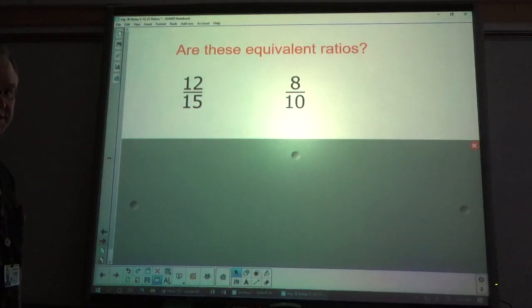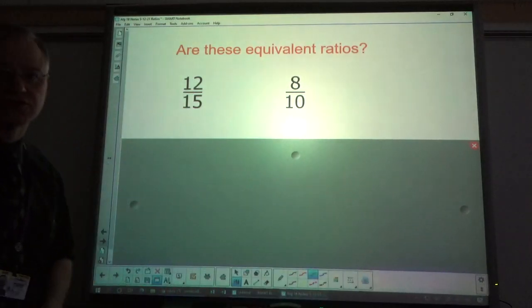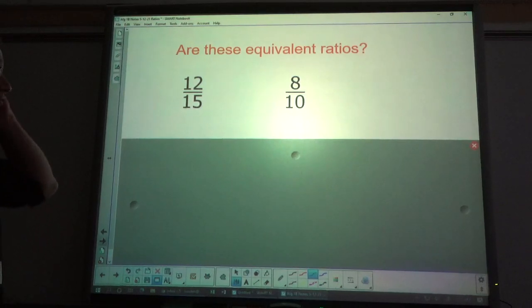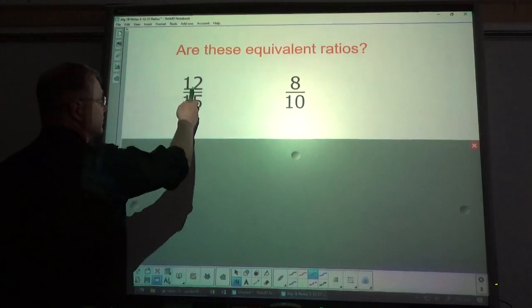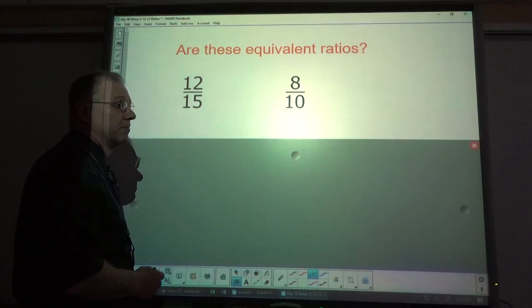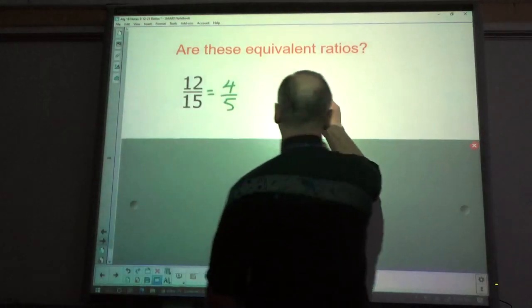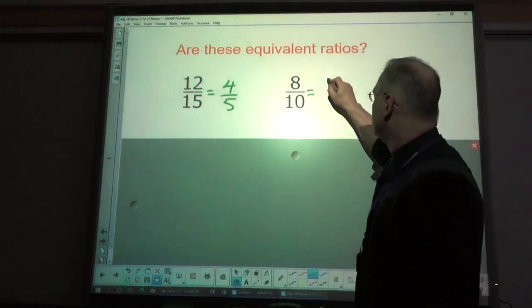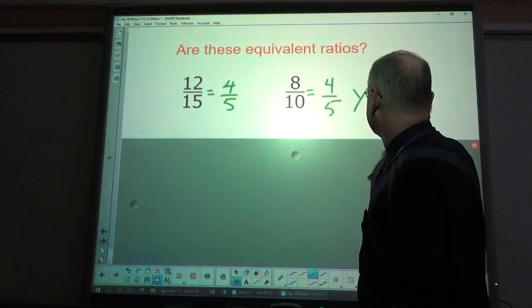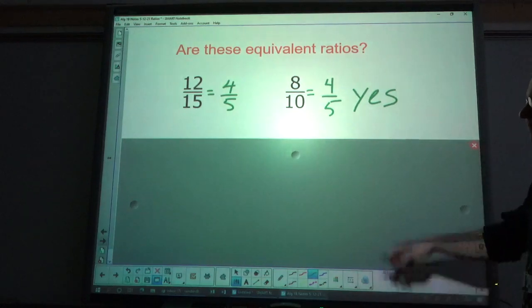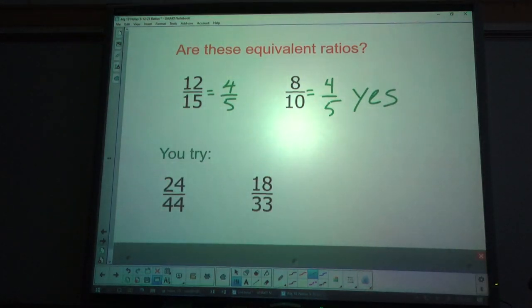Are they equivalent? One of the best ways to determine if they're equivalent is to reduce the fraction, and if the two fractions reduce to the same fraction in simplest form, then they are equivalent. So this one I can reduce the top and bottom by 3, giving me 4 over 5. In this one, it reduces top and bottom by 2, again 4 over 5. So yes, they are equivalent. All right, give that one a try. When you unpause, I'll go through it with you.